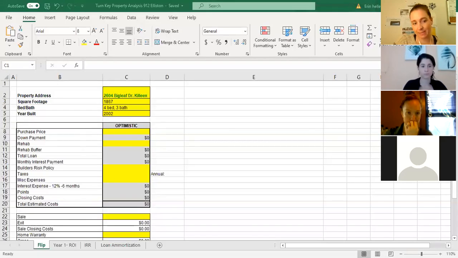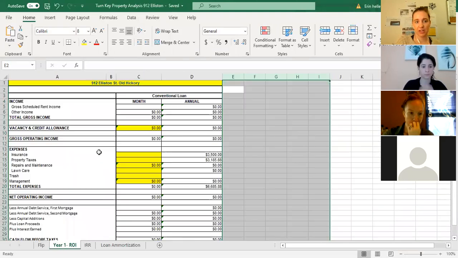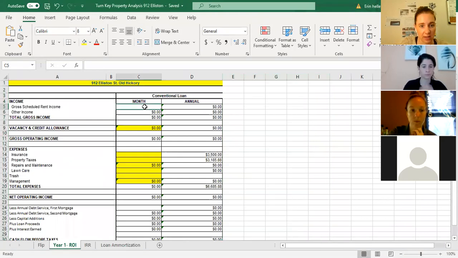There's a couple different tabs at the bottom. We're going to start with the second tab, which is year one return on investment. So this is going to give you a cash on cash month to month, and then we'll do a return on investment calculation at the end. You pretty much just fill in the stuff that's yellow, and I'll walk you through all of that.